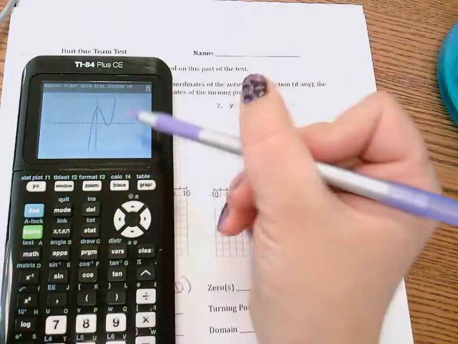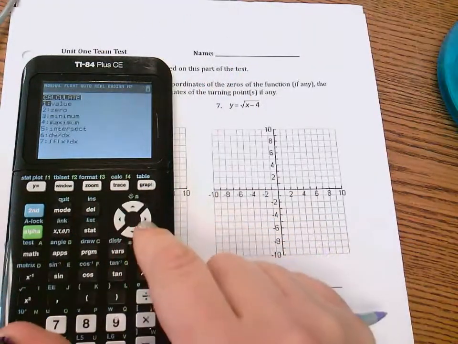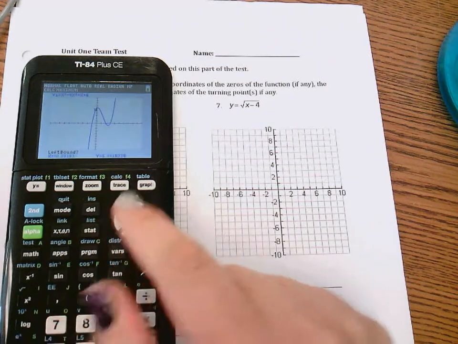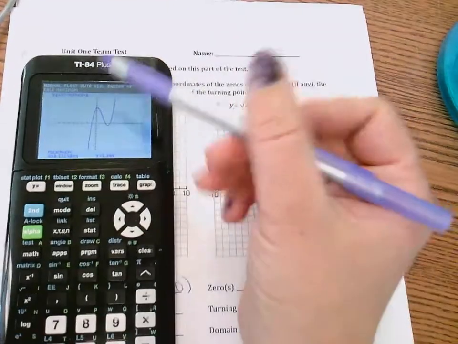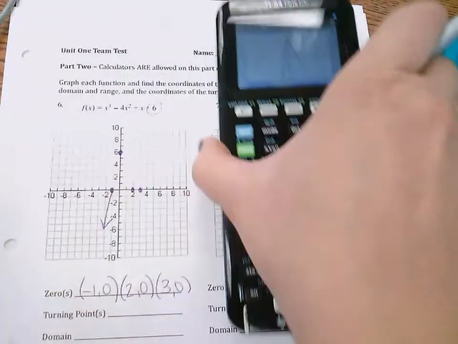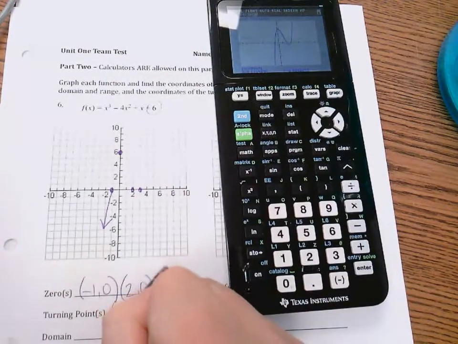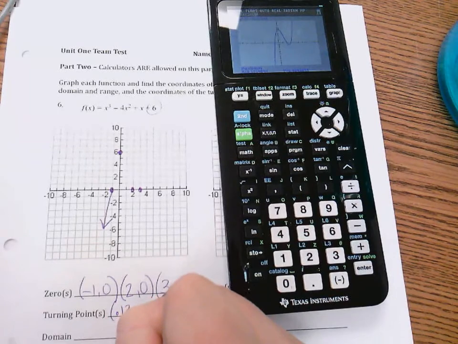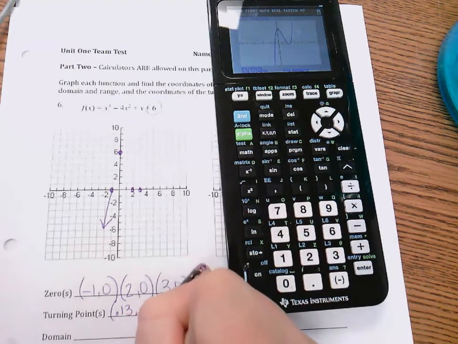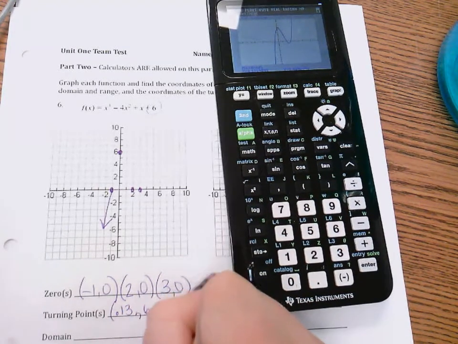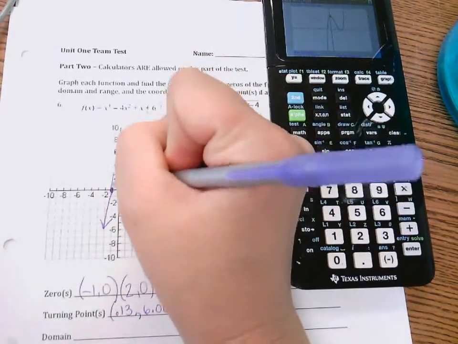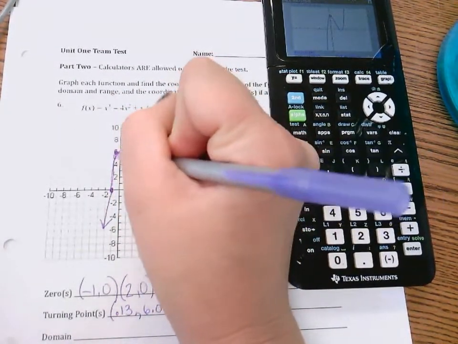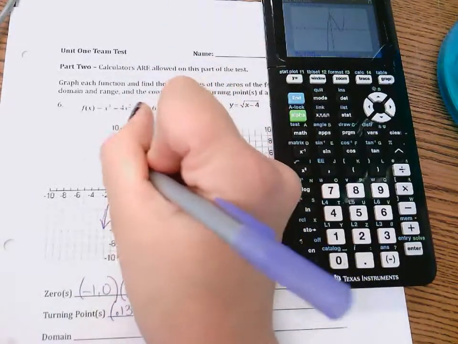So to figure out my turning points, I go to second calculate maximum. Go to the left bound, enter. Go to the right bound, enter twice. So that maximum is at 0.13, 6.06. So that's just about here. It barely goes higher than the y-intercept. And then it goes down through here.